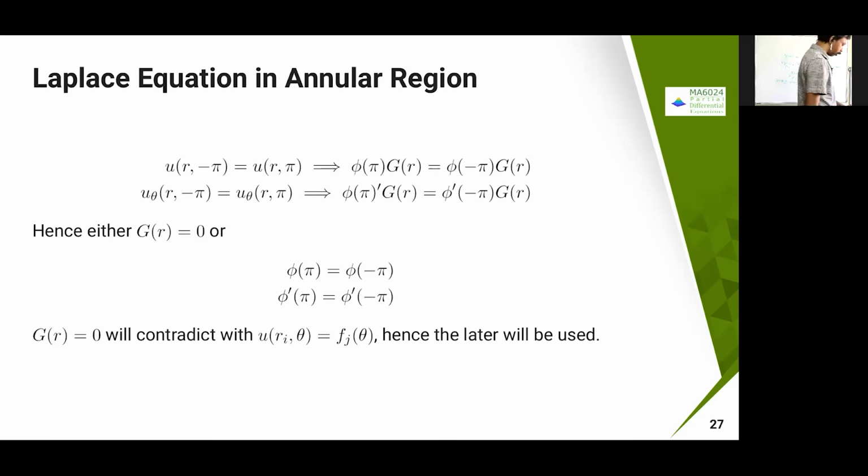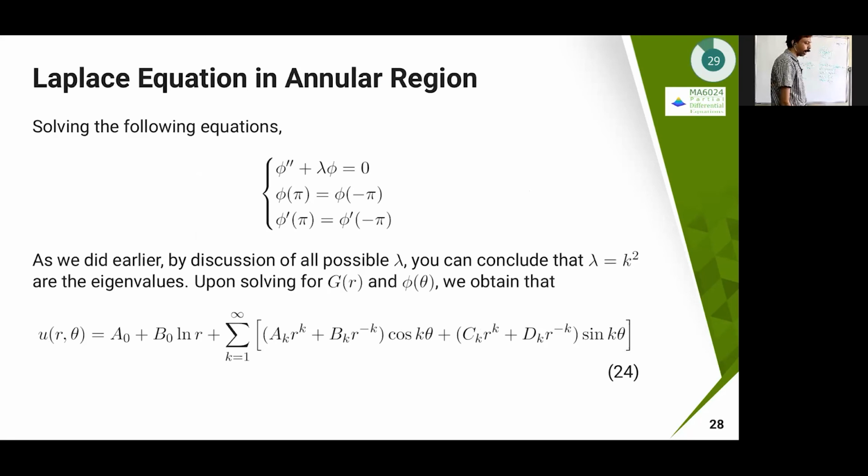Then you can use this logic, u of ri comma theta equal to fi of theta, as I use it. Then you can solve this problem: Φ double dash plus lambda Φ equal to 0, together with Φ of −π equal to Φ of π and Φ dash of −π equal to Φ dash of π. You can solve this simple ODE problem, then you can get the answer.